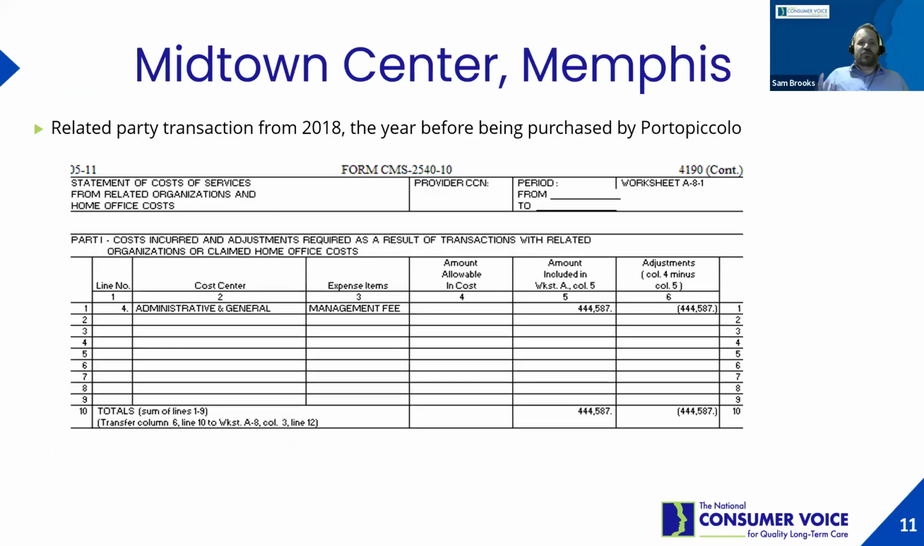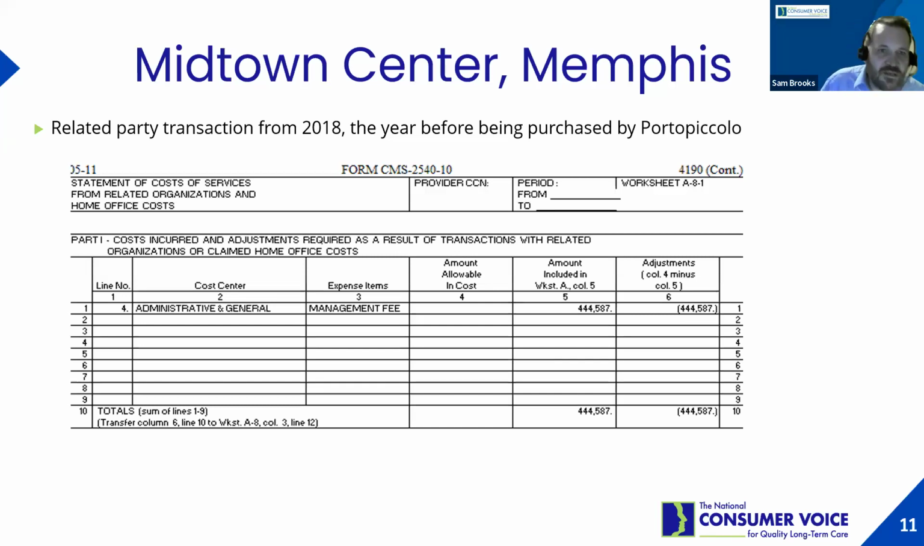So I just want to focus on one of these homes in Tennessee, Midtown Center in Memphis. We knew when Porto Piccolo purchased the home, so why don't we look at the cost reports from the year prior to them purchasing the home, and then after they purchase it. Midtown Center was owned by, I'm not quite sure who owned it before, but before they sold it to Porto Piccolo, this was a cost report.